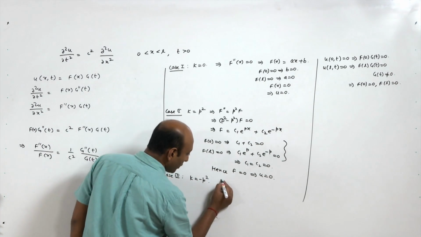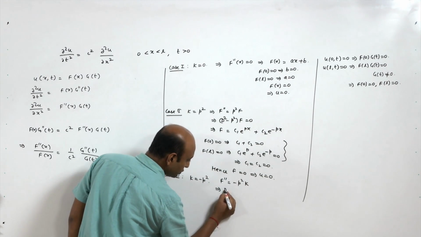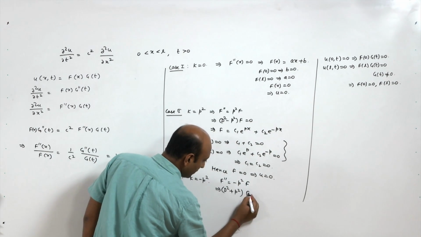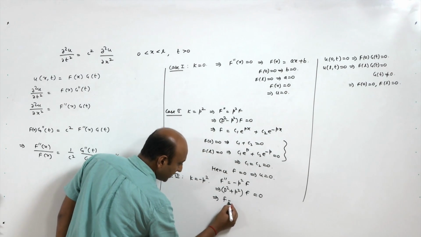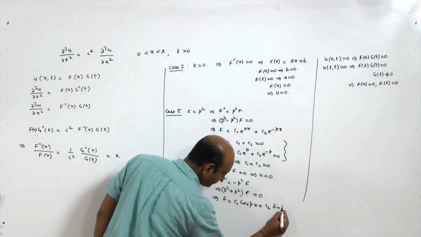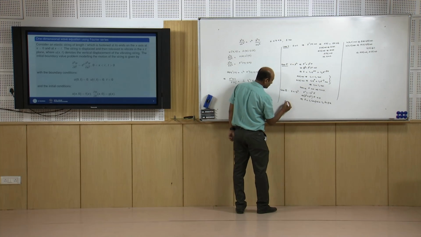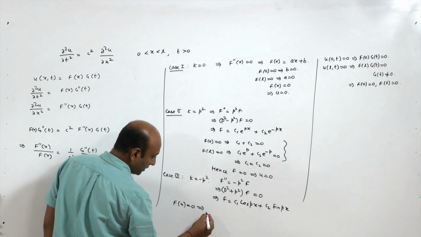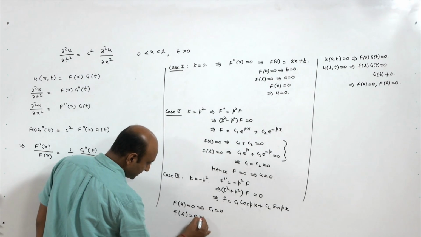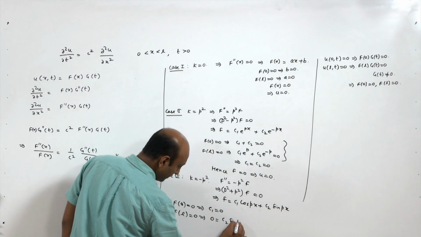If k equal to minus p square, f double dash will be nothing but minus p square f. So, this implies d square plus p square times f will be equal to 0. So, this implies f will be nothing but c1 cos px plus c2 sin px. Now, f(0) is 0 implies c1 equal to 0, and f(l) equal to 0 implies 0 equal to c2 sin pl.